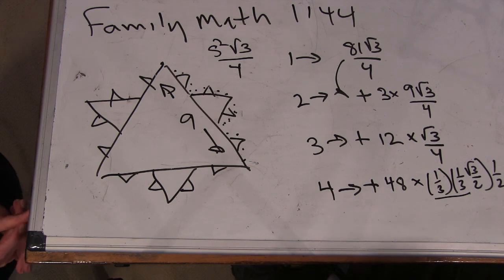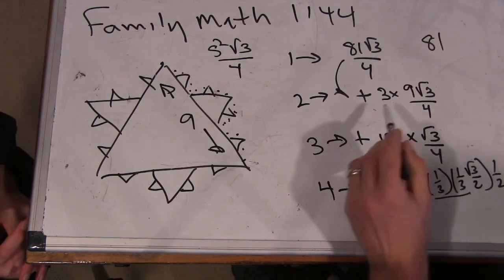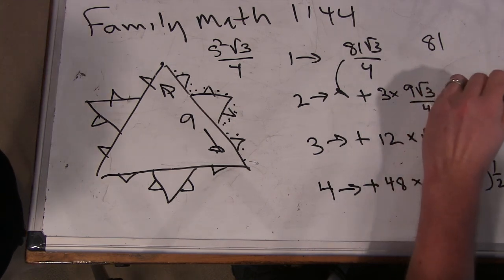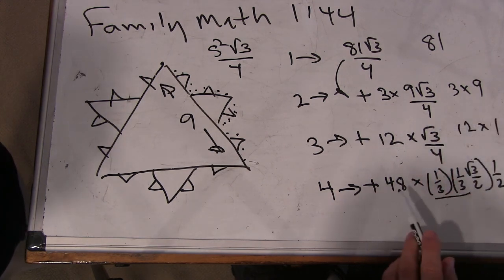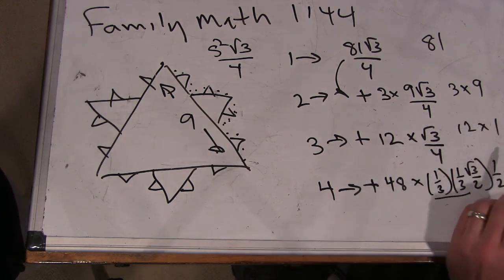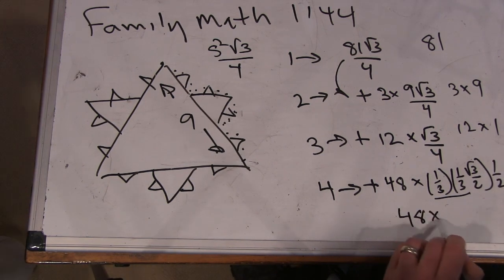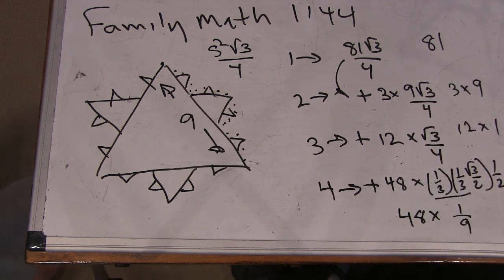Or however, each time we had a root 3 over 4, so we were at 81, then 3 times 9, and then it was 12 times 1. And then it was 48. And this might be going off camera, I'll write it down here. 48 times 1/9. And then we always had the root 3 over 4. Okay, so do we see any pattern emerging here?